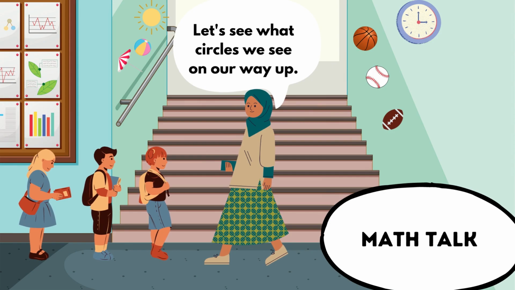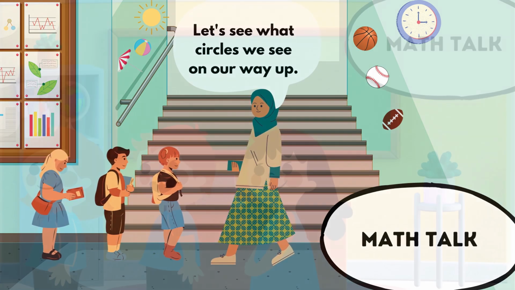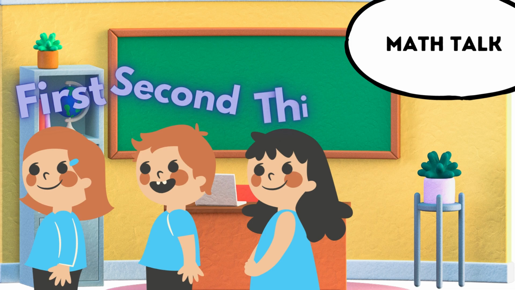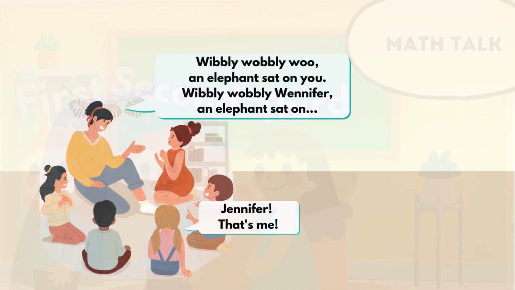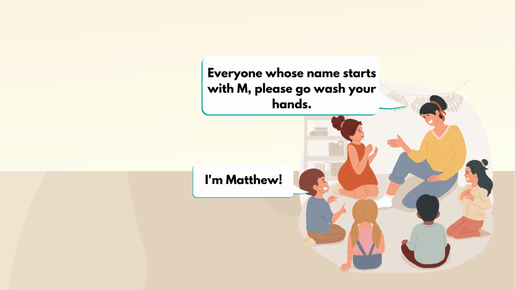Consider the ways you can implement math into a transition. Count the circles. Count the steps it takes to get to the bathroom. Line up from tallest to shortest. Talk about who is first, second, or last in line. Include ways to extend language. We can use rhyming songs to dismiss children like wibbly wobbly woo, or dismiss children to sit at tables one by one according to the first letter of their name.